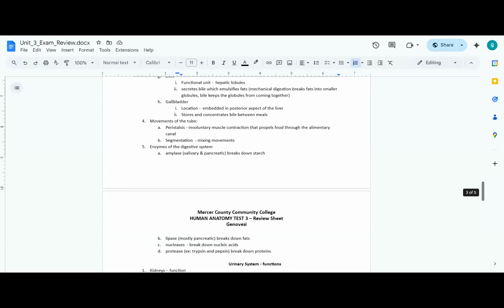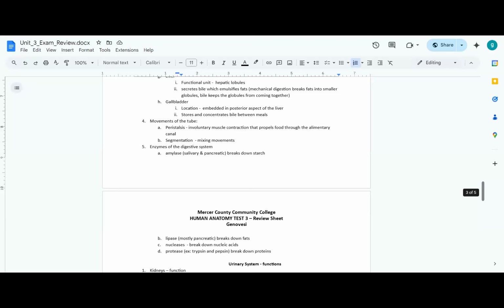All right, your gallbladder is embedded in the posterior aspect of your liver. It stores and concentrates bile between meals. Peristalsis is the movement that propels food through the alimentary canal. We just saw this also functions in the urinary system, moving urine from the kidneys to the bladder.